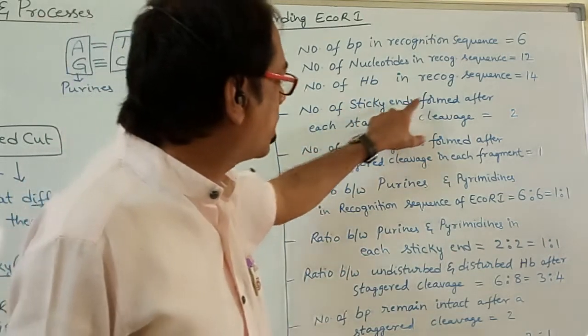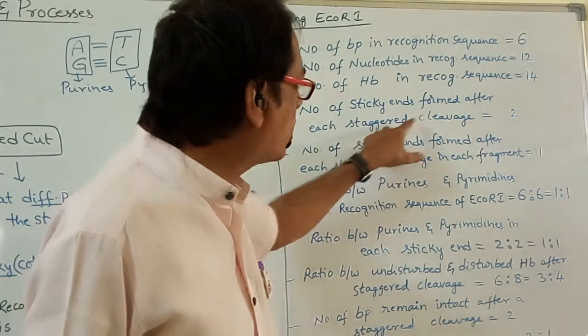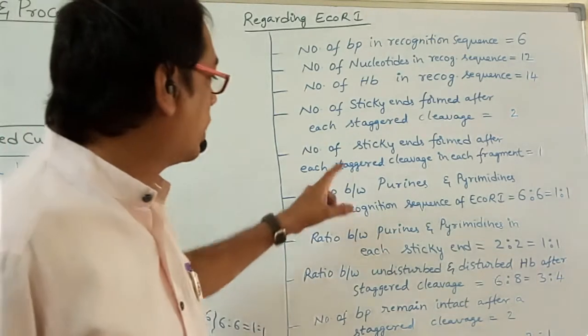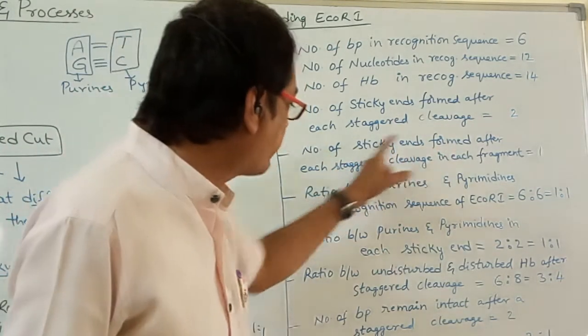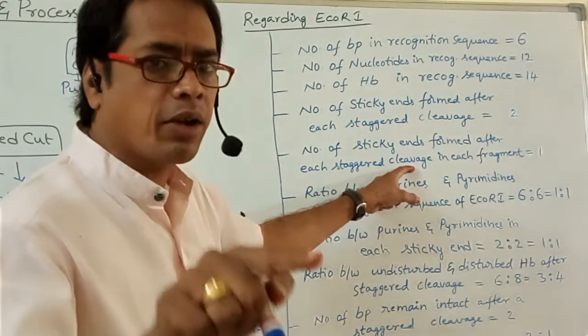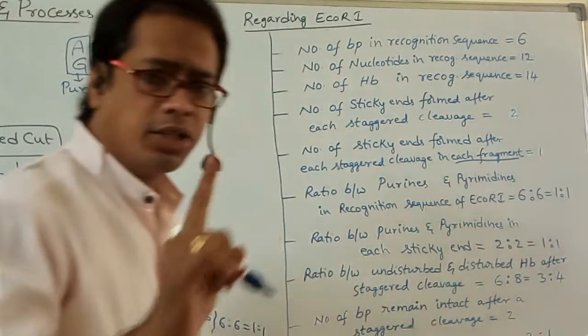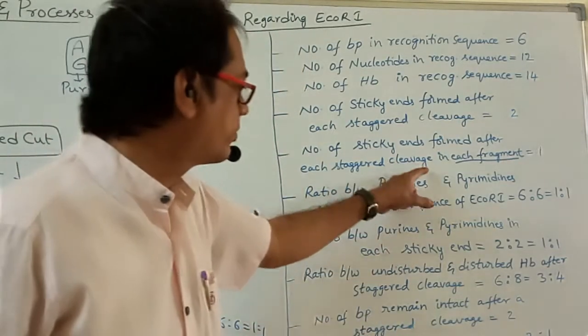Number of sticky ends formed after each staggered cleavage. How many sticky ends are formed? 2. Number of sticky ends formed after each staggered cleavage in each fragment, they said. That means in each fragment one sticky end is present.